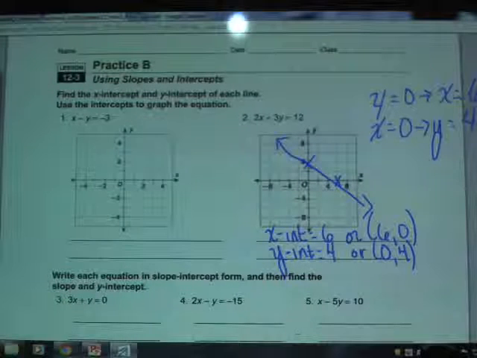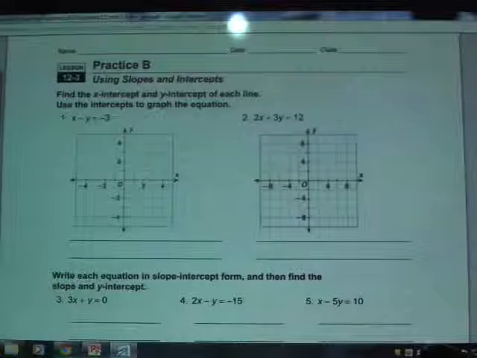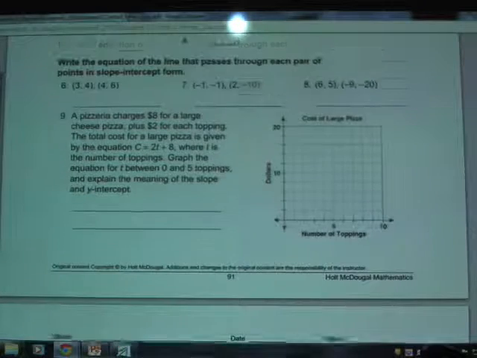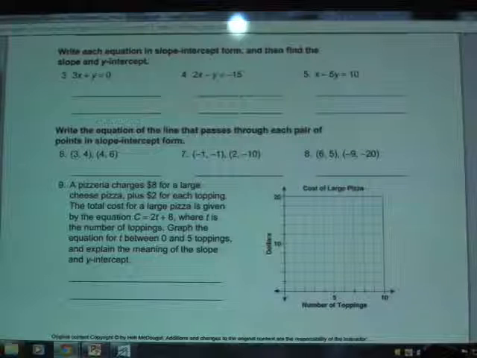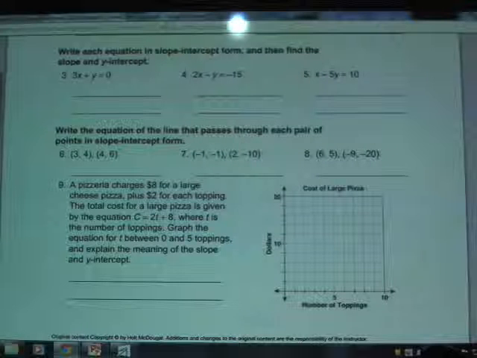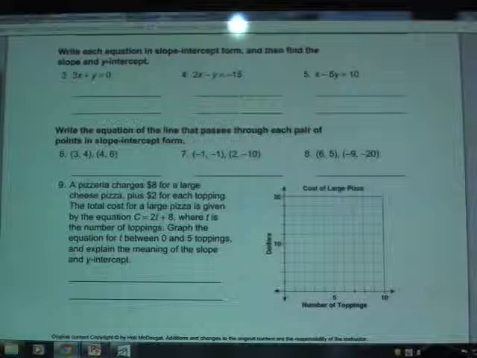All right, let's continue on here. Into the next section, the directions ask me to write the equation in slope-intercept form, and then we're supposed to find the slope and the y-intercept. All right, so let's take a look at question number 5 there on the right side. We've got x minus 5y equals 10.